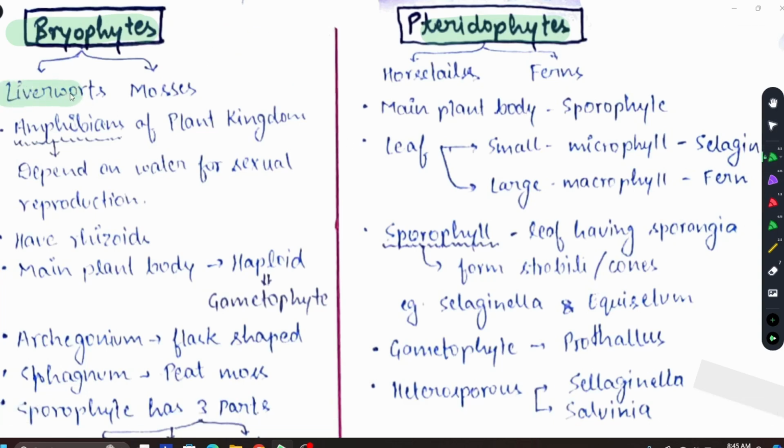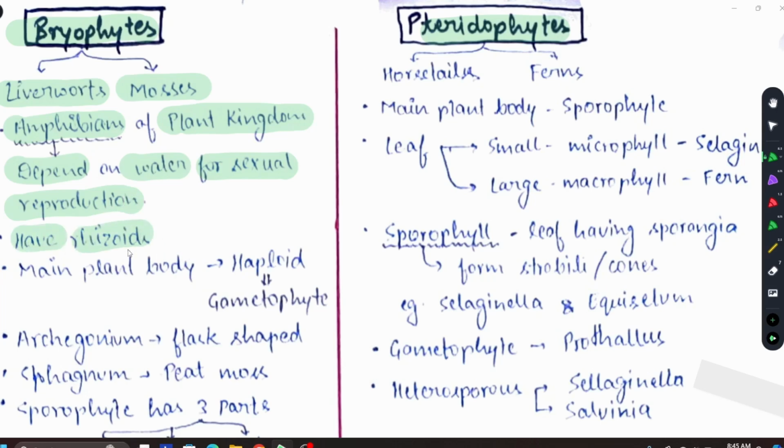In bryophytes, we have two types of plants, liverworts and mosses. Bryophytes are called amphibians of the plant kingdom. The amphibian term is used for something which lives on land as well as water. Now, why are bryophytes called amphibian? They do not live on both land and water, but they depend on water for sexual reproduction. Without water, they can't do sexual reproduction. That's why we call them amphibians of the plant kingdom.